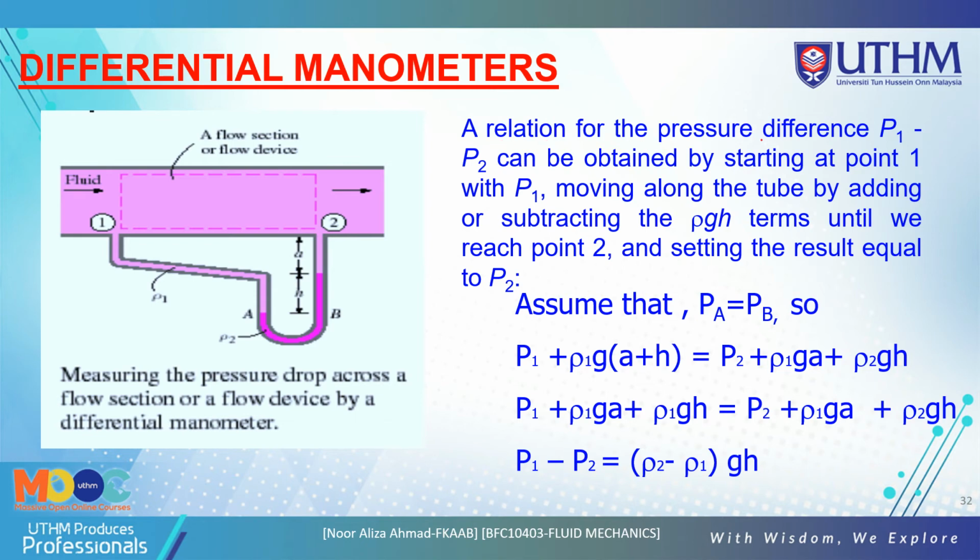So a relation for the pressure difference P1 minus P2 can be obtained by starting at point 1 with pressure P1 here, moving along the tube by adding or subtracting the rho g h terms, based on the gauge terms, until we reach point 2, this pressure at 2, and setting the result equal to pressure 2.